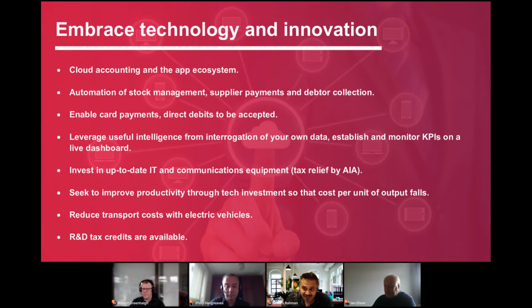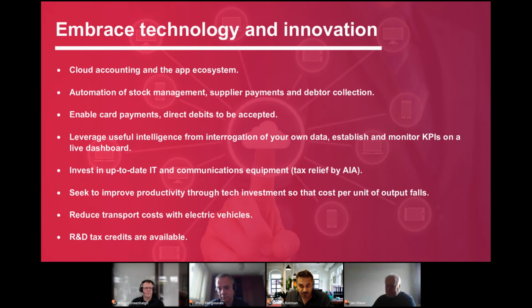So the key thing here is to look at improving productivity, and I think the expenditure on technology applications will see an improvement in productivity. You're going to get more out of the average person in terms of the output, that's going to lead to a lower cost per unit and therefore increased profitability and increased cash into the business.